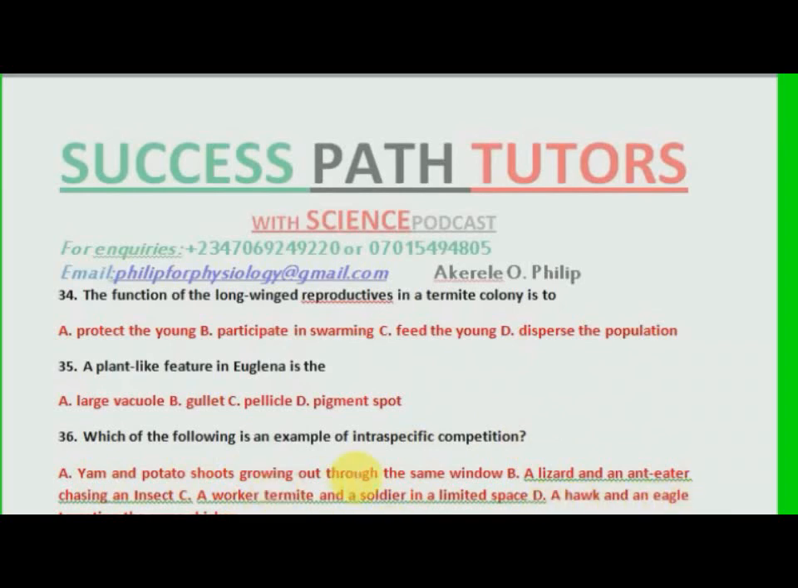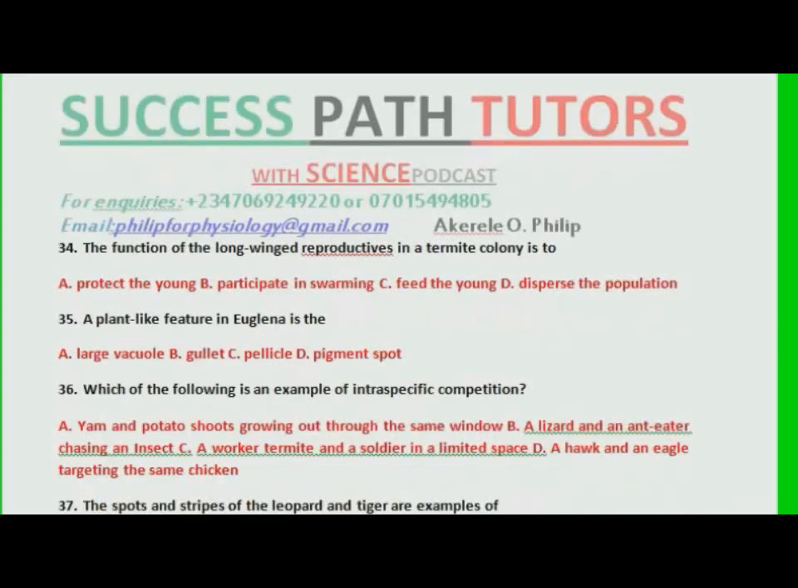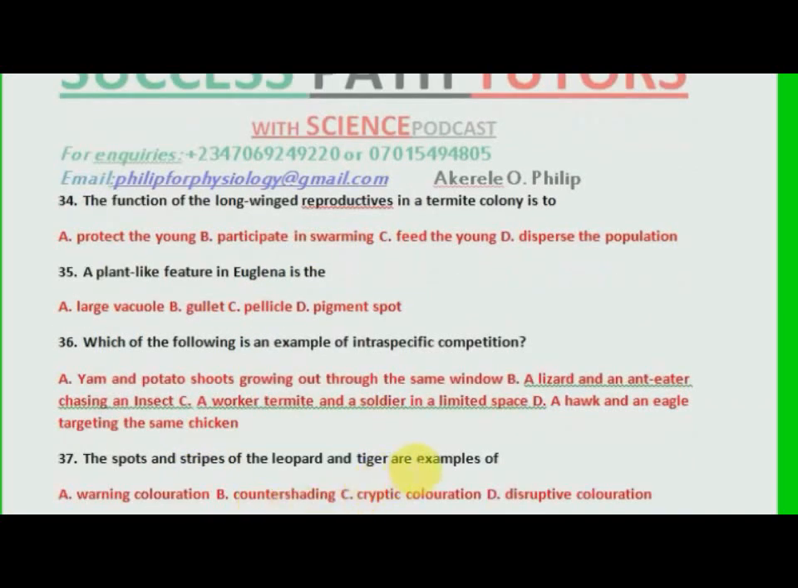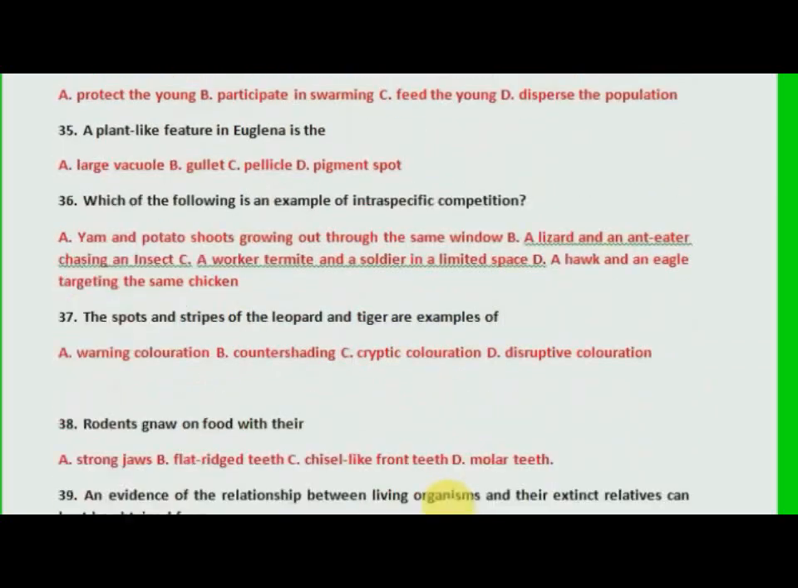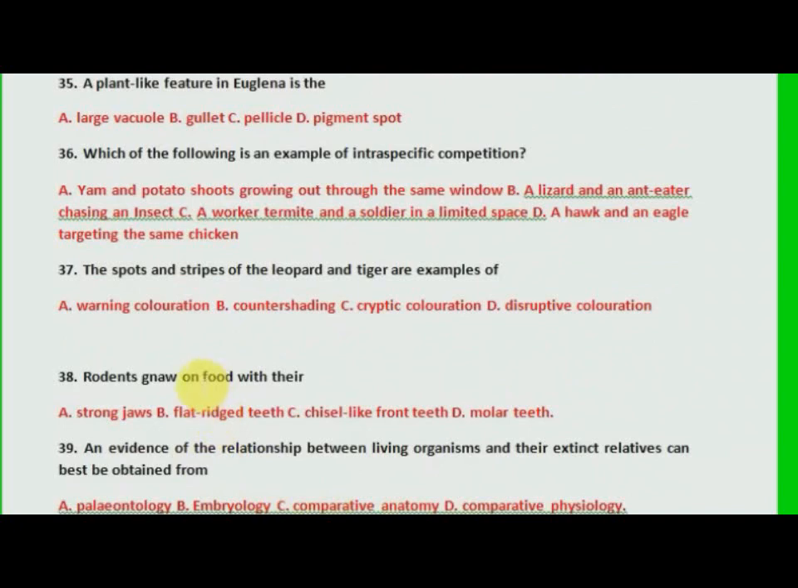So when we say intra-specific, this is an example because it's the same species. Other ones are inter-specific competition. The spots and stripes of leopard and tiger are an example of what we call cryptic coloration, majorly. All right. Rodents gnaw on food with their chisel-like front teeth, which are their incisors, very long and sharp. So they gnaw the food like that.